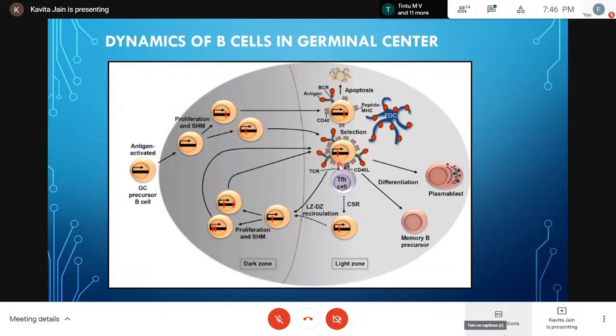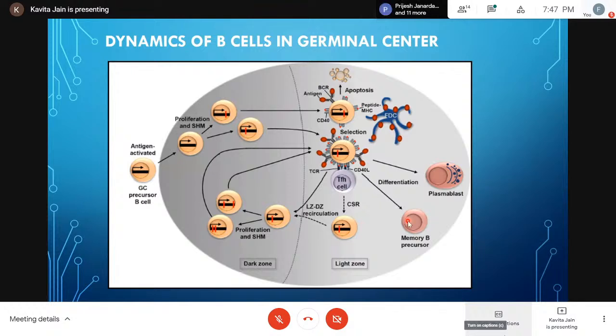In the light zone, we see that these B cells with high affinity receptors recognize the antigens and present them with the help of the MHC class 2 complex to the T cells, the T follicular helper cells. Then the co-stimulatory molecules like CD40 and CD40L join together, a lot of cytokine release and downstream signaling happens, and various processes occur. These B cells can differentiate into plasmablasts, which will produce antibodies for further use.